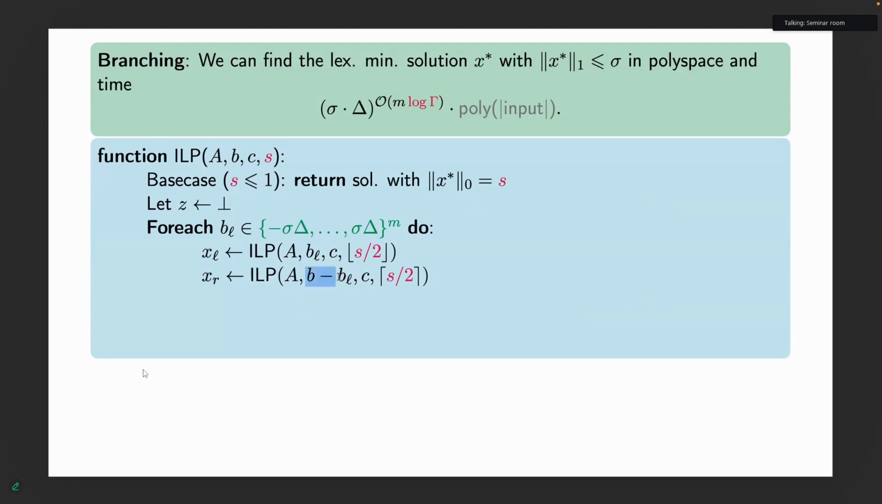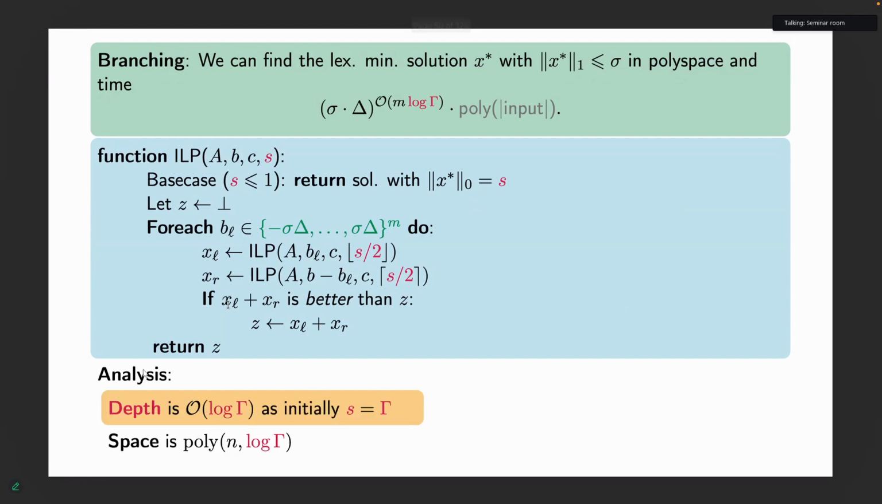I don't need to guess this. I know that if there is a solution, it's B minus BL. And then if XL plus XR is better than the current one, better means both of these calls return success, and maybe XL plus XR is lexicographically smaller, then I update that. And then I return that. That's the whole algorithm. Any questions?